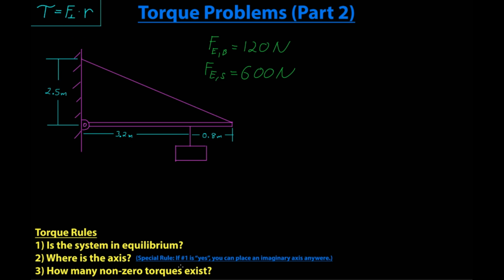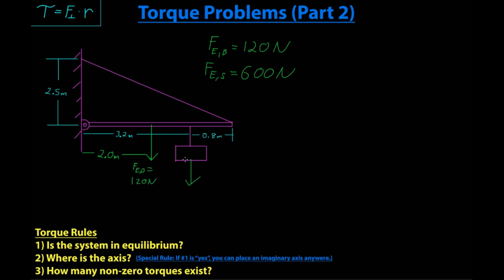3, how many non-zero torques exist? Well, let's find out. Number 1, earth on bar. We have a force earth on the bar, which is going to be downward. Now, the bar is considered to be a uniformly distributed object, which means I'm putting this arrow dead center of the bar. If I have 3.2 meters here and 0.8 meters here, that means this is located 2 meters from the wall, and the weight of the bar is 120 newtons.